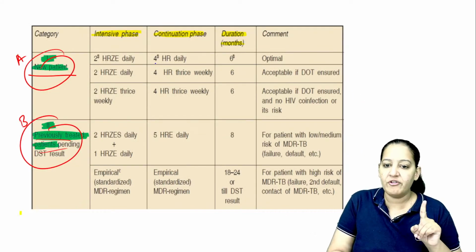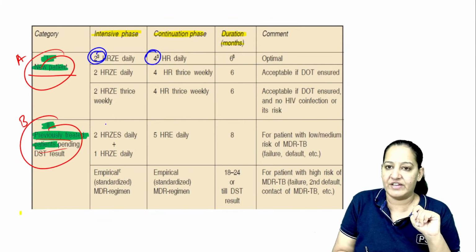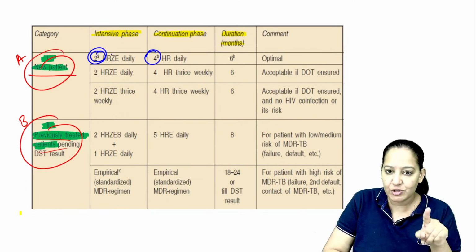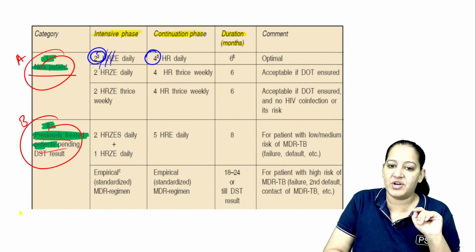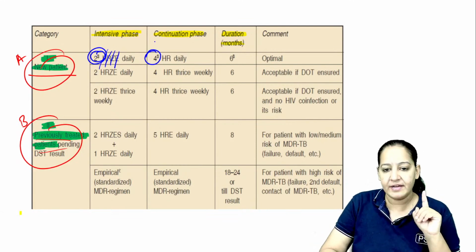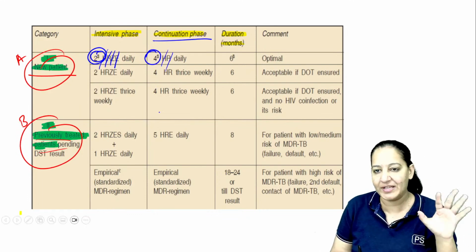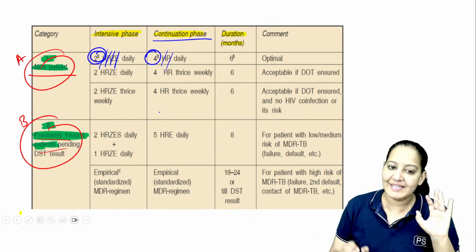For category 1, the total treatment is 6 months, out of which the first 2 are the intensive phase and the next 4 are the continuation phase. For the first 2 months, you will give all 4 drugs together, HRZE, combined into 1 tablet, not 4 different tablets. In the continuation phase you give only 2 of them, H and R, no Z, no E. You know HRZES, I guess the full form. So that is Cat 1.